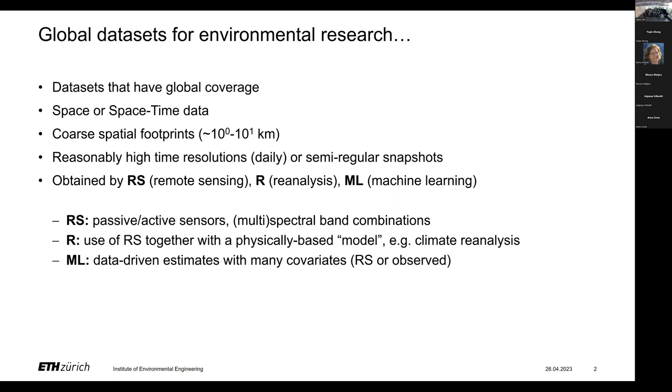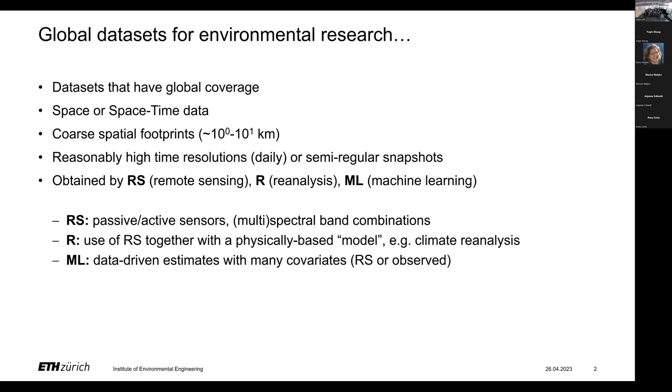So if we think in general terms about what global datasets for environmental research are used for and what they really are, we would have to say that they are datasets that have global coverage. They're space or space-time data. They have rather coarse footprints in space, but they have reasonably high time resolutions. And they're obtained by different methods. And here I stress that.